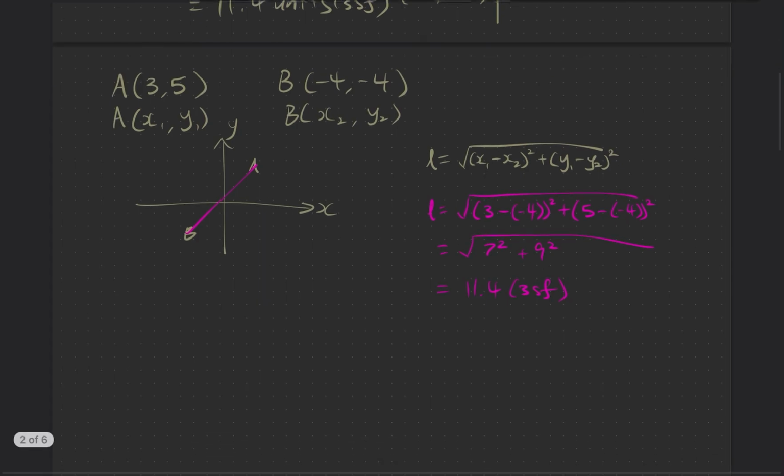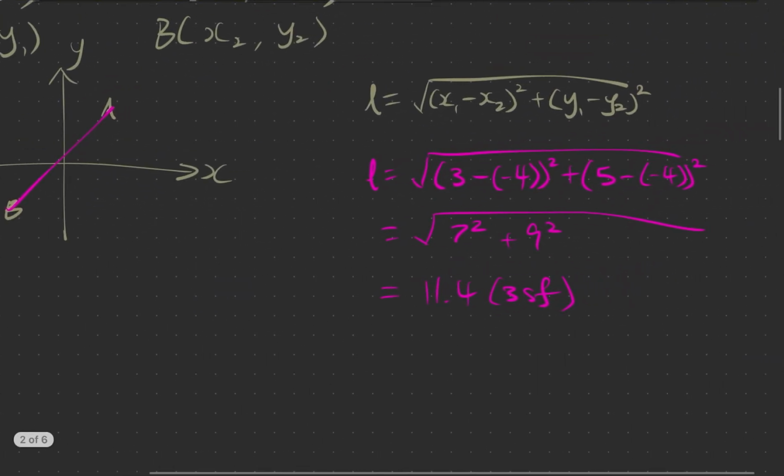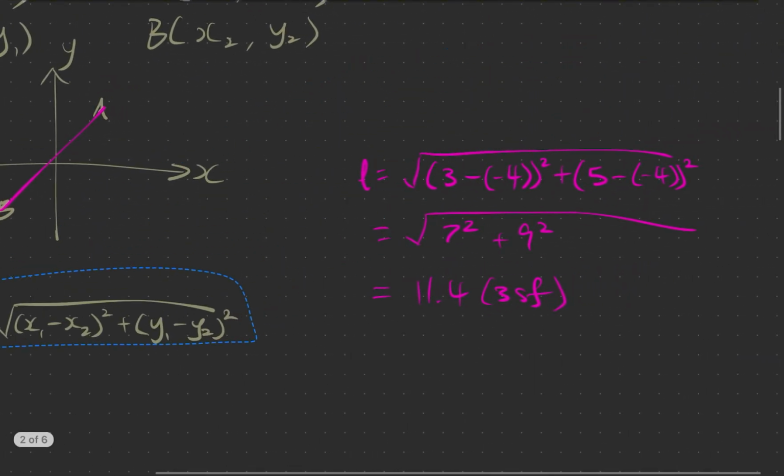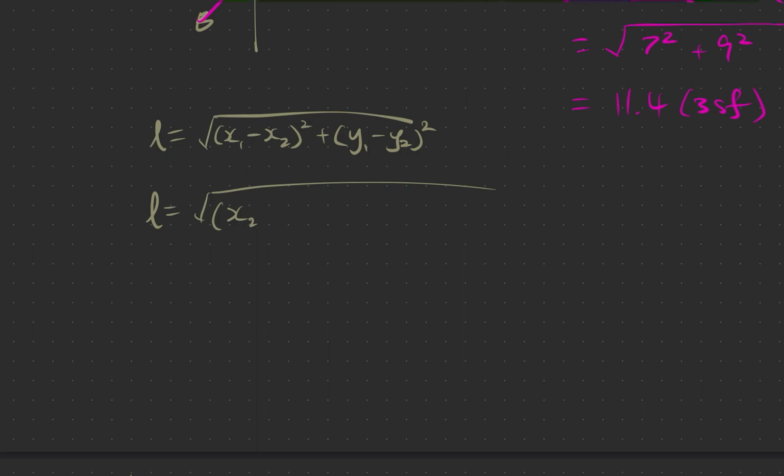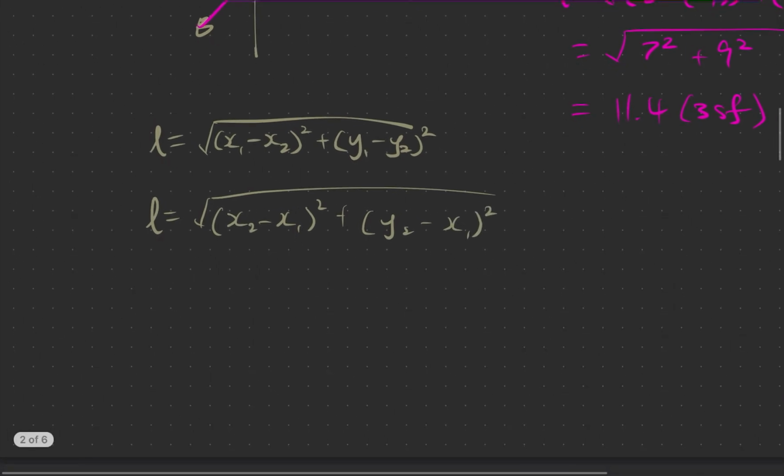So yes, you don't really have to follow this method exactly. You can technically write it as (x2 minus x1) squared plus (y2 minus y1) squared. So whichever point, if you use x2 first, then your y2 has to come first later. So if you use x1 first, then your y1 has to come first later.